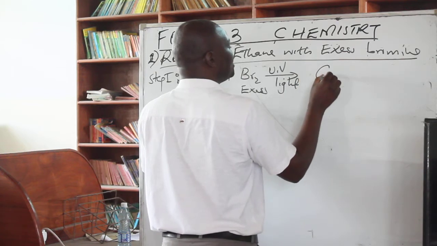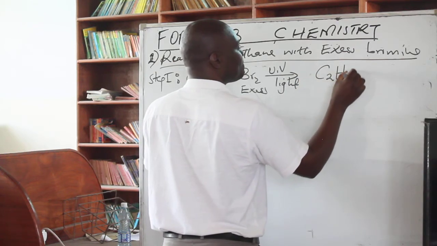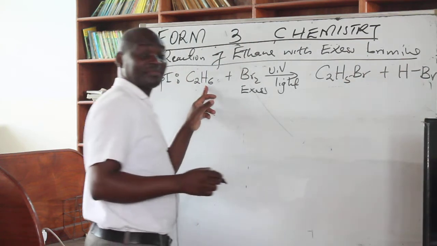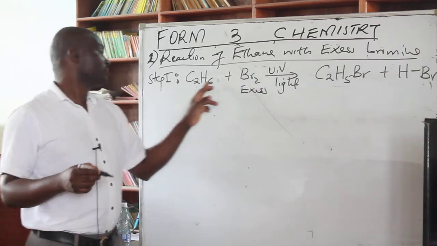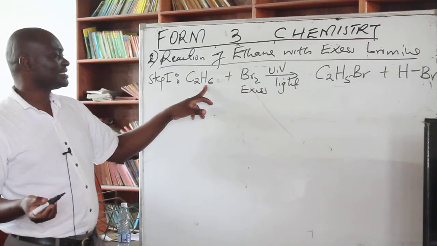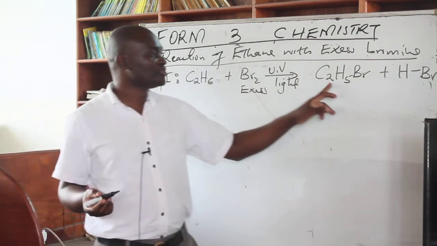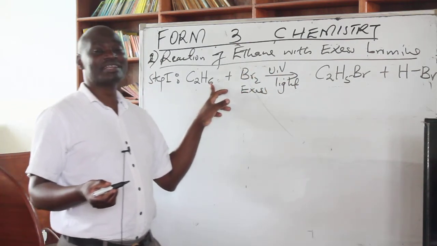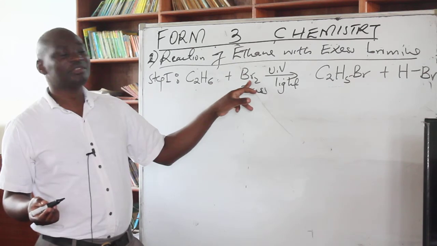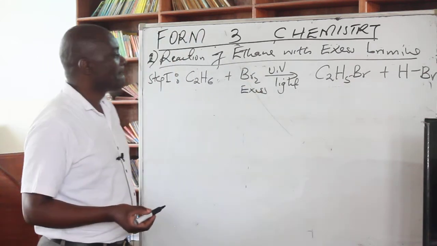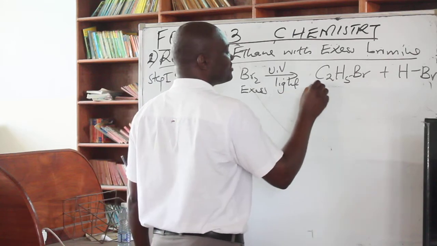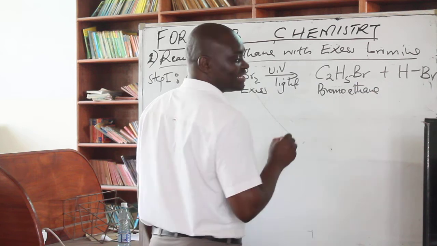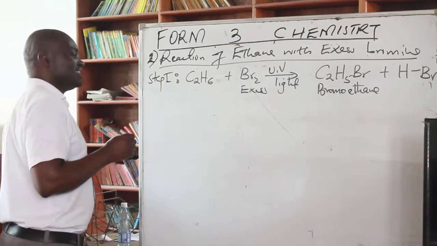So we'll have C2H5Br plus HBr. One bromine will move here to replace hydrogen. And then, you will have 5 hydrogen. Then the hydrogen which has been replaced will combine with bromine to form hydrogen bromide. So this one is bromoethane.